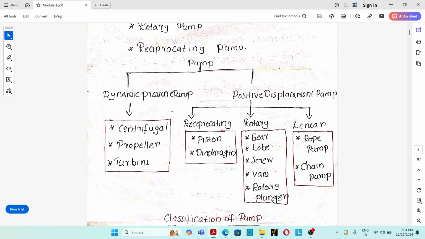In dynamic pressure pump, that means non-positive displacement pump, hydrodynamic pump, examples are centrifugal pump, propeller pump, turbine pump. Positive displacement pump is again classified into three types: reciprocating pump, rotary pump, linear pump. Piston pump and diaphragm pump are examples of reciprocating pump. Gear pump, lobe pump, screw pump, vane pump, rotary plunger pump are examples of rotary type positive displacement pump. Rope pump and chain pump are examples of linear type positive displacement pump.